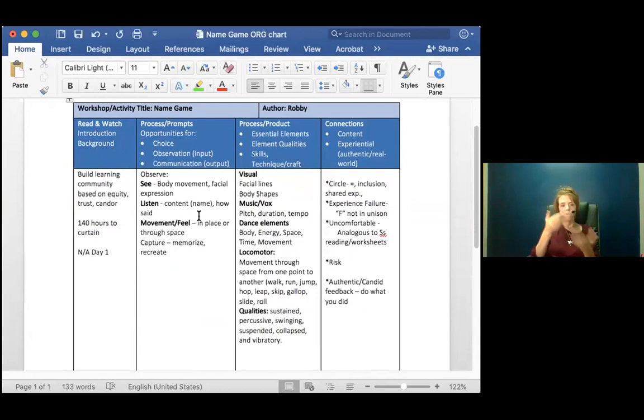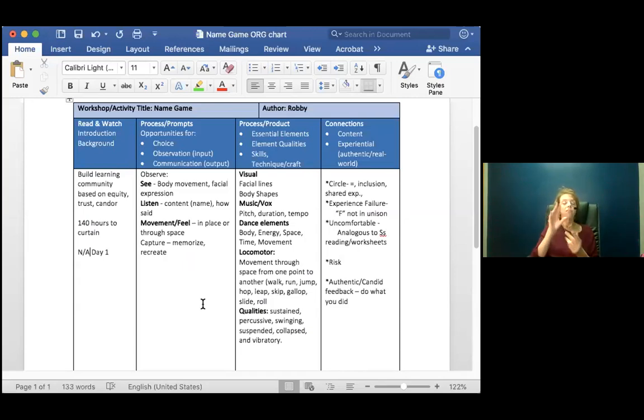So the processes and the prompts, we're going to do what we just did, and these are the opportunities for choice, observation, and communication. If you think about observation, everybody's seen and they're looking closely and they're listening to how the voice is said. So when we do this, you don't have to give any of those directions. You just say what I said. They're going to do a gesture and you repeat it back. But everybody always mimics the voice perfectly, so if the pitch goes up and down, if they draw it out.